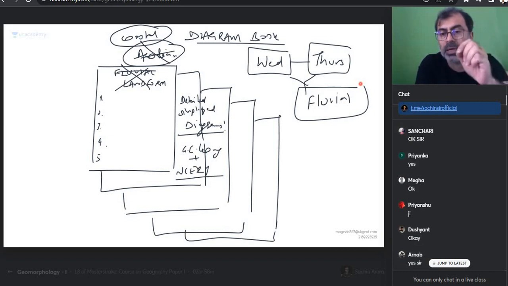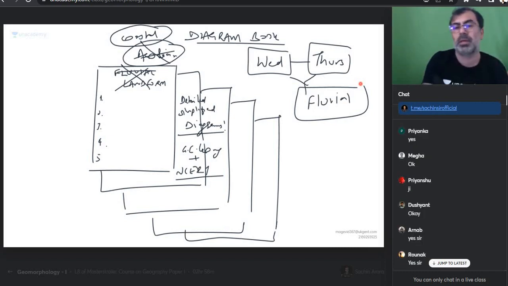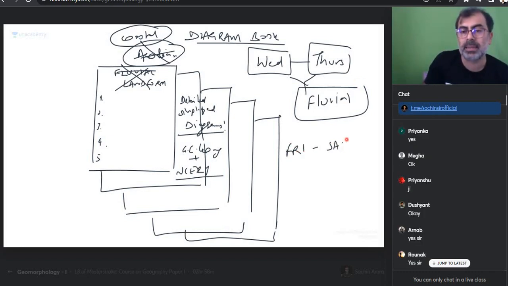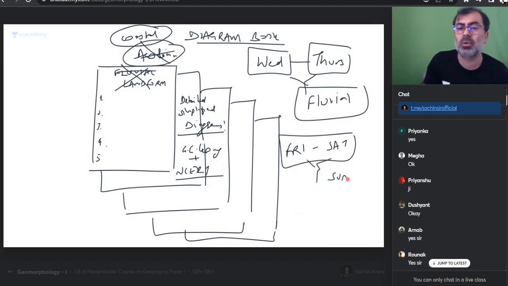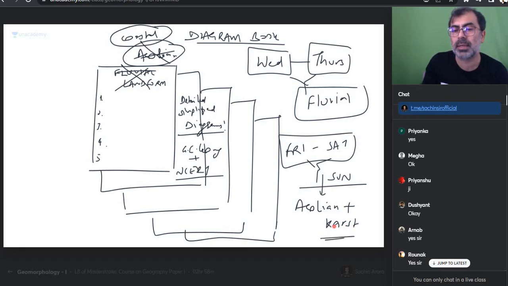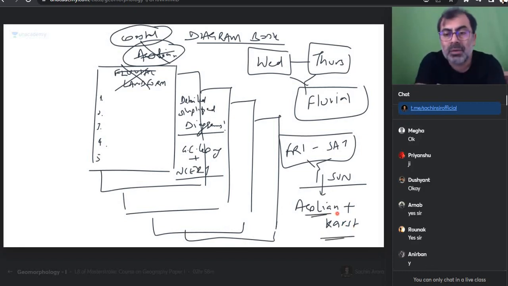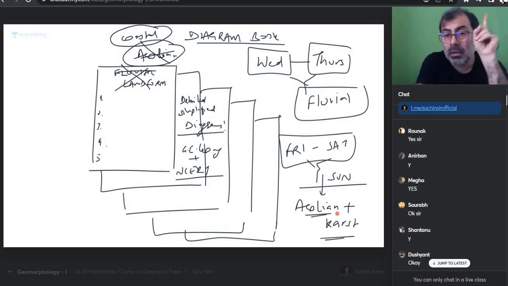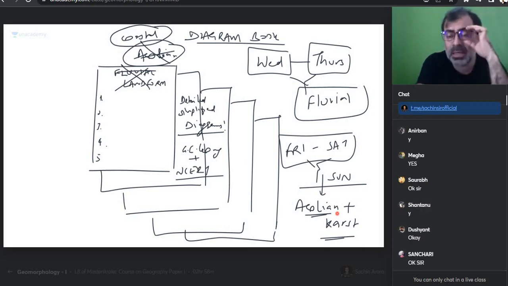We will take the name of the landform, we will draw the diagram, that should be with us. ठीक है. Friday, Saturday because we have class उसमें. और Sunday भी ले लो, होली भी आ रही ना. Friday, Saturday, Sunday. इसमें I want everyone to do Aeolian plus karst. So have I given you the specific homework? Wednesday, Thursday, if you have doubts, you can ask me in the class. I will share samples also.